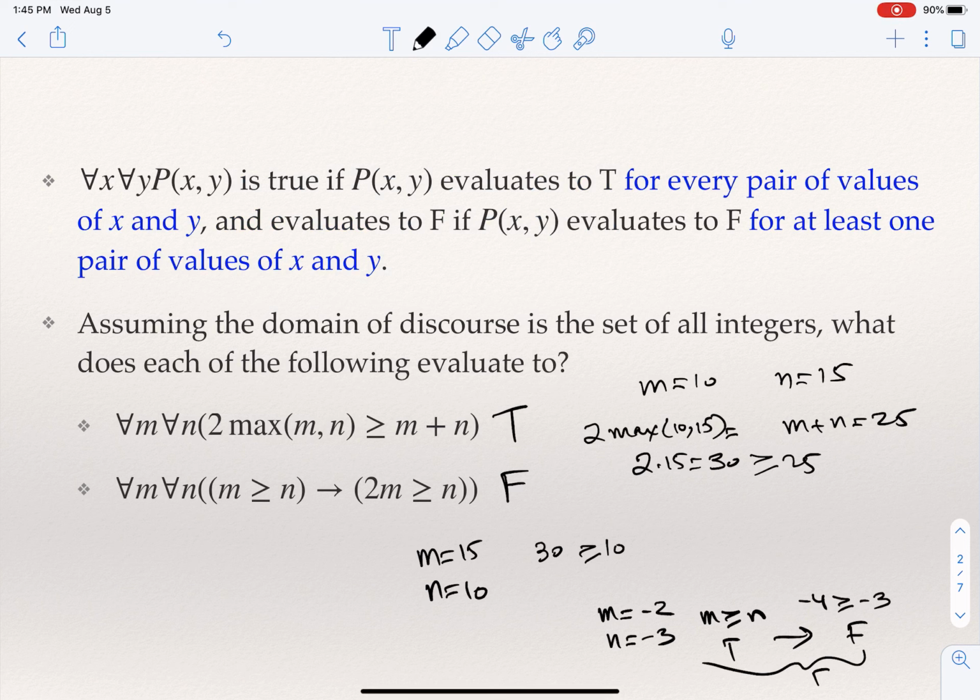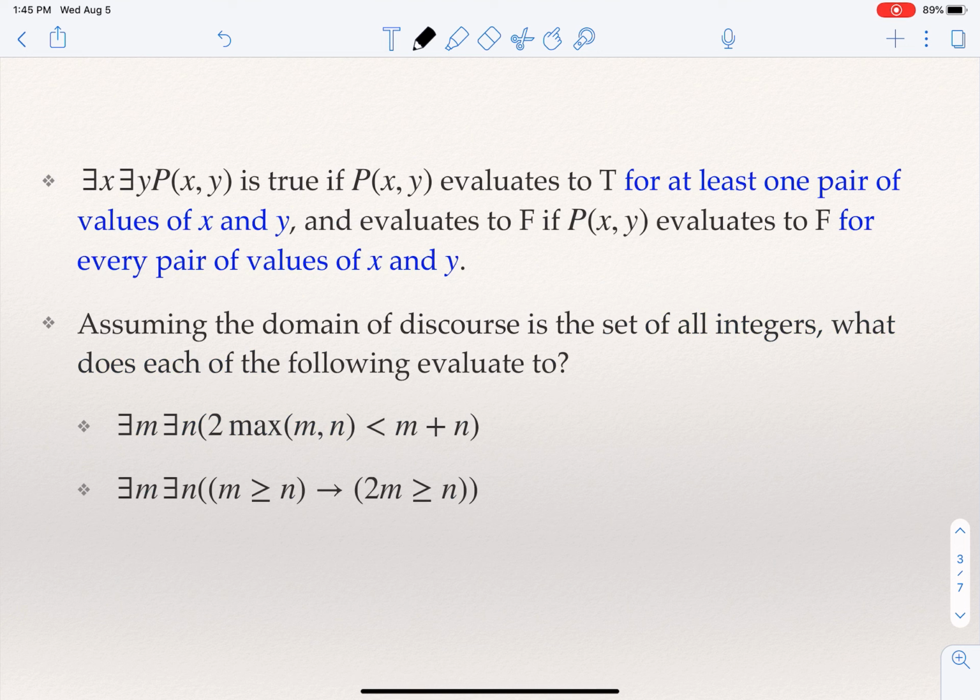It is not true that no matter what two integers you take, if m is greater than n, then 2m is greater than or equal to n. This does not apply in particular for the negative numbers. For positive numbers, this is a true statement, and even if either one of them is 0, it's true. But once we go to the negative numbers, we can find counterexamples to such a statement. If I look now at the two quantifiers being existential, in the previous slide we saw for all x, for all y. Now we are talking about there exists an x, there exists a y, such that p of x, y.